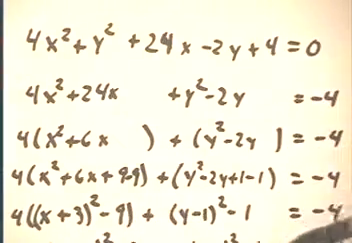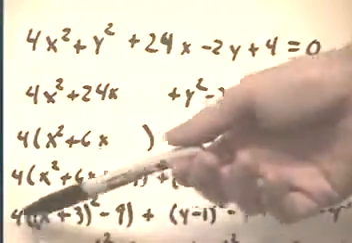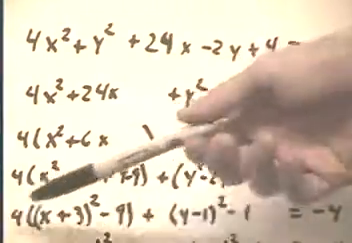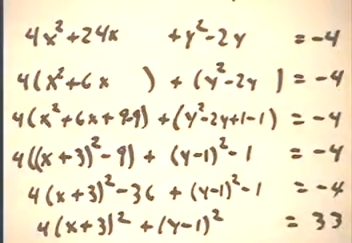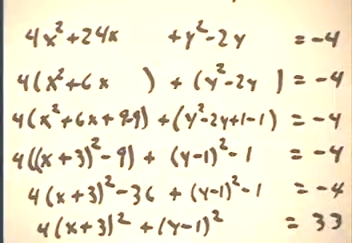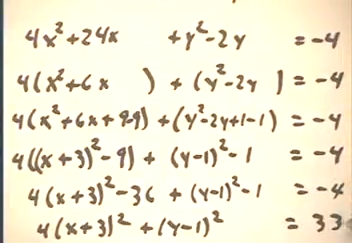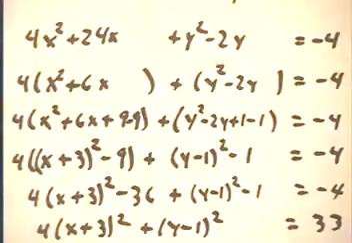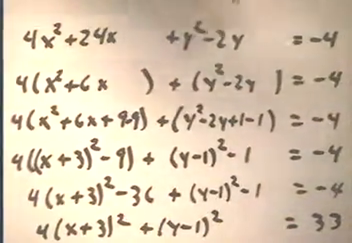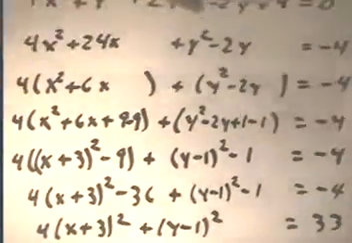Then multiply back through by the factor 4 here that we factored out of this term, and we obtain this line. Negative 36 and negative 1 is negative 37. Added to negative 4 gives us 33. So right here is our equation, and we're getting close to the final form of an ellipse, of the equation of an ellipse.